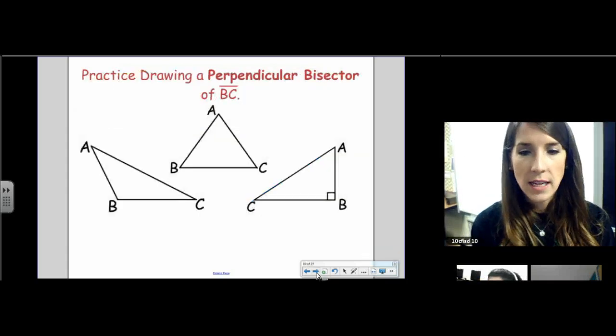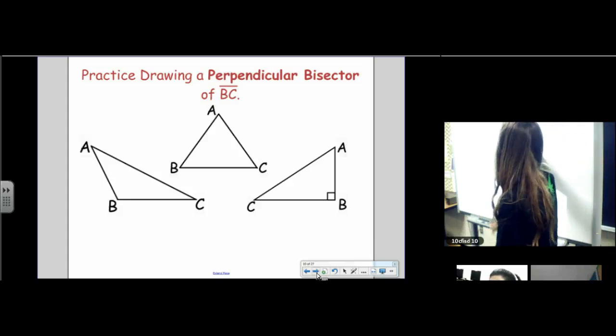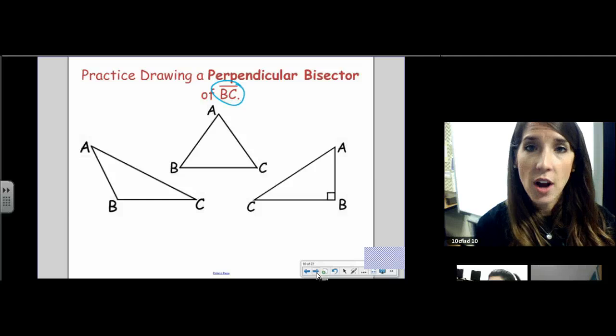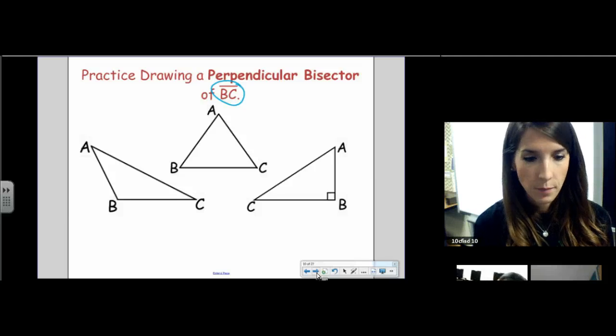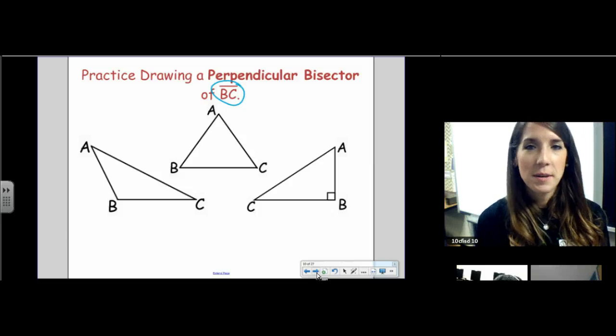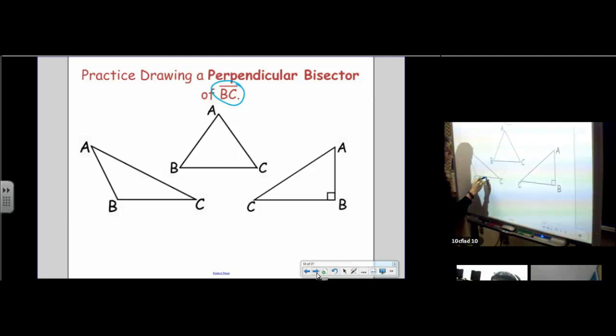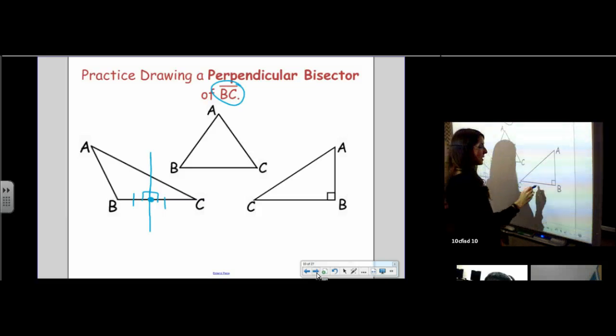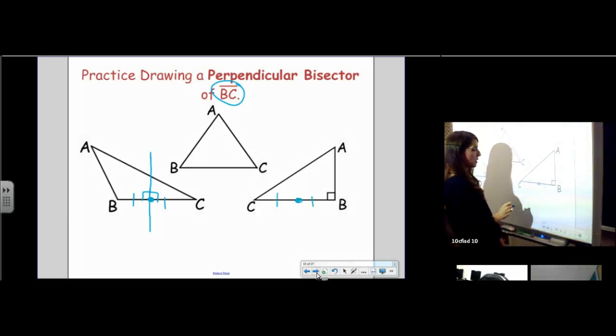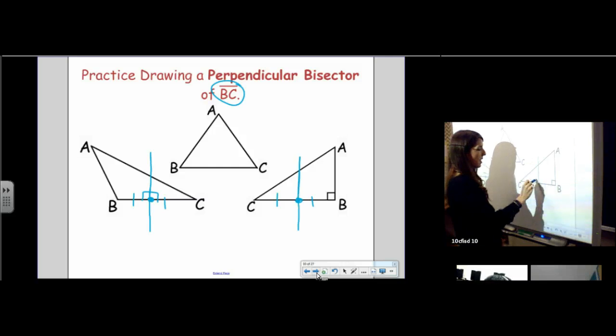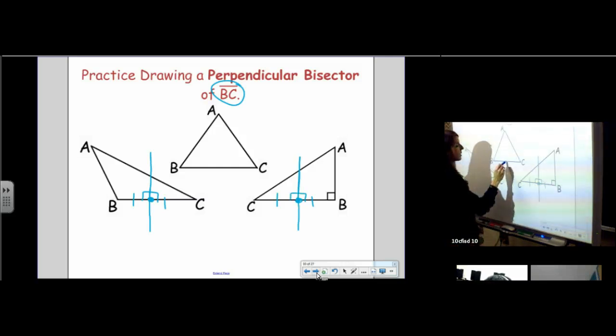Let's practice drawing a perpendicular bisector of side BC. So it wants us to go to side BC in each triangle and draw a perpendicular bisector. First we would need to find the midpoint of BC. So we would go to BC, we would eyeball the midpoint, we would put tick marks around it, and then we would draw a segment going straight up and down. We would do the same in the next triangle, and again in the third: find what looks to be the midpoint, tick marks, and draw a segment straight up and down.